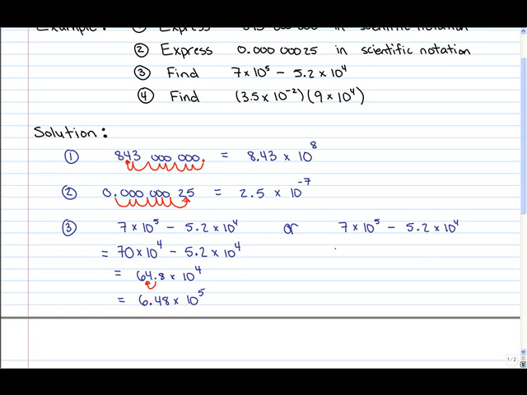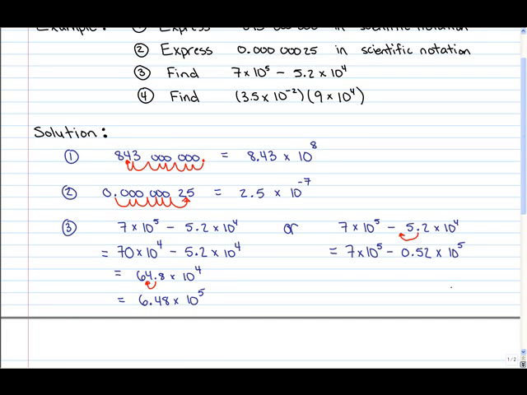Now, like I said, you could have done it the opposite way. So instead of changing 7 times 10 to the power 5 to the power 4, what I'm now going to do is change this power of 4 to a power of 5. Now remember, to change that to the power of 5, we would have to move our decimal place 1 unit to the left, because that means adding 1 to your exponent. So we would have 0.52 times 10 to the power 5.